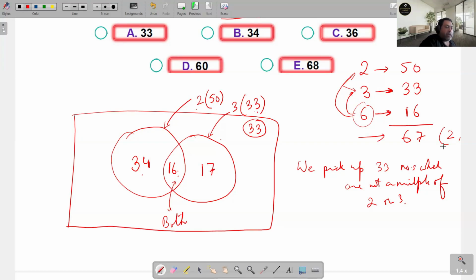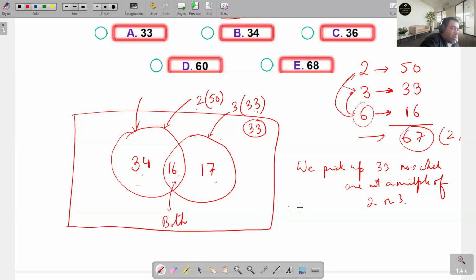This is the breakup of all the remaining 67 numbers: 34, 16, and 17. Now, which is the largest group that can still not give the 3 which we require for divisibility by 6? It is this one. So let's say we are very unlucky.